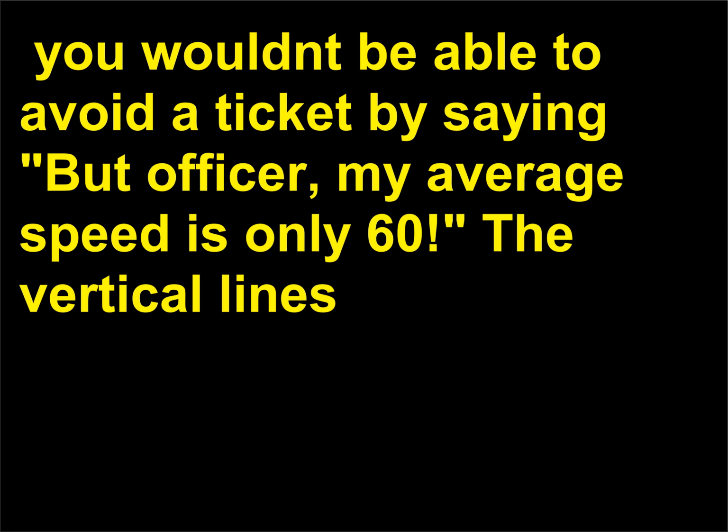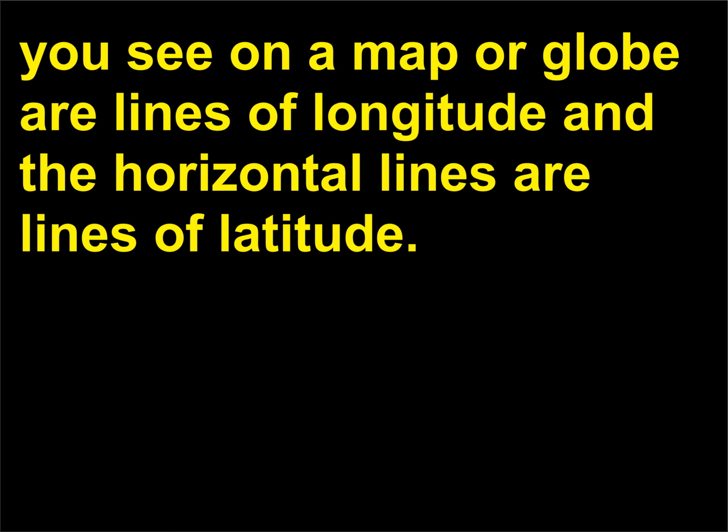The vertical lines you see on a map or globe are lines of longitude, and the horizontal lines are lines of latitude.